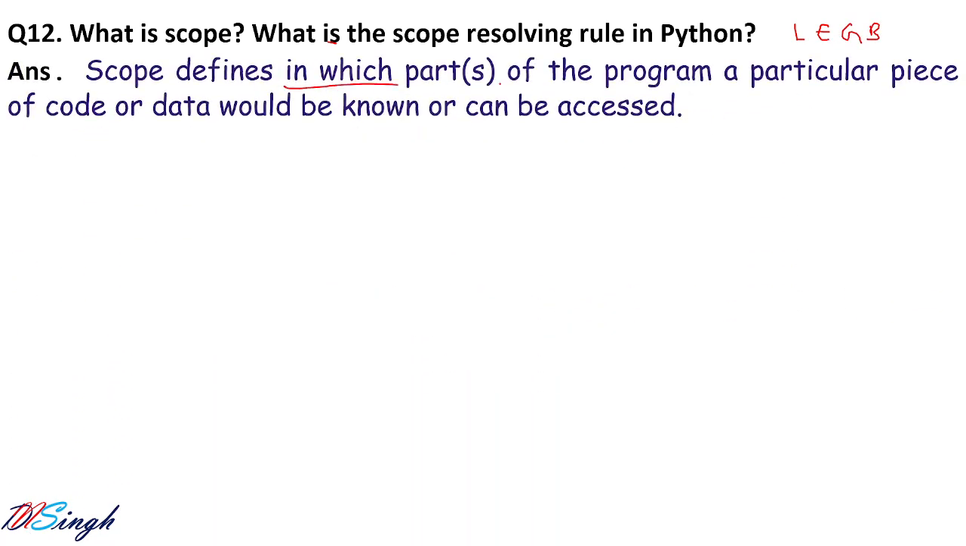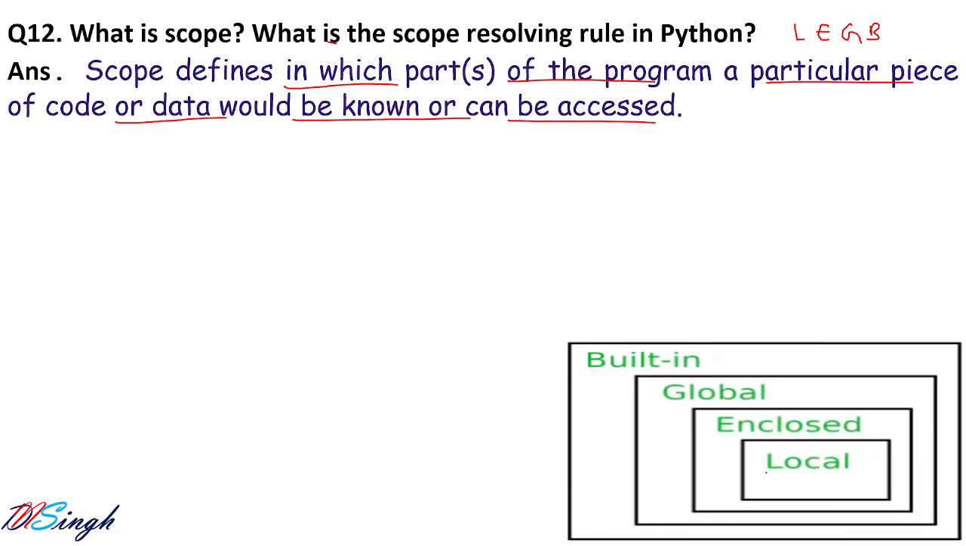Scope defines in which part of the program a particular piece of code or data would be known or can be accessed. So this is what scope means: at what particular part of the program your variable or functions are alive or can be accessed.